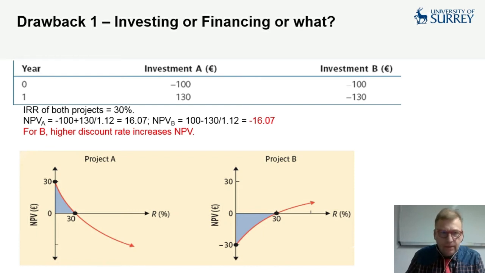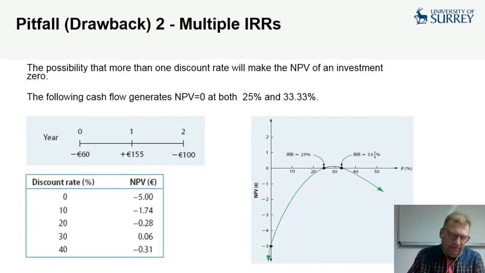And then we have this drawback, pitfall, drawback number 2, multiple internal rates of return. This is the possibility that more than one discount rate will make the NPV of an investment equal 0. And we have this example here. At period 0 is minus 60, period 1 is plus 155, and period 2 is minus 100. So we make the calculations at certain discount rates, and we find that at 0 it is minus 5, pretty easy to calculate. At 10 it is minus 1.74.